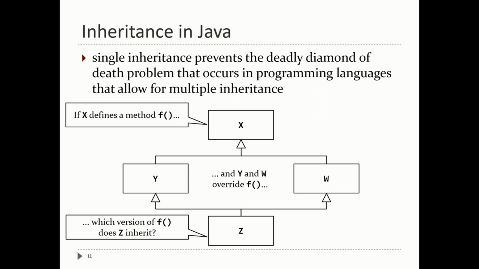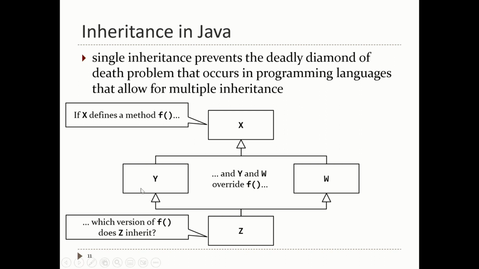So this is not Java. This is some language that supports multiple inheritance. In a language that supports multiple inheritance, you can have a superclass X. It has two subclasses Y and W. And then Z is allowed to inherit from both Y and W. So if X has a method called f, Y and W both decide to change how f works. So they're allowed to override f, to change how it works. The problem that you run into in Z is which version of f does Z get?